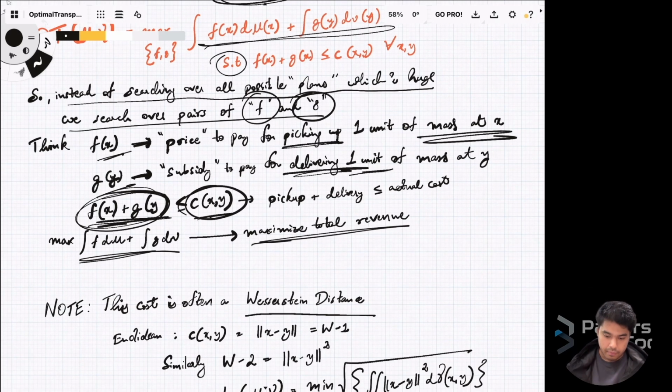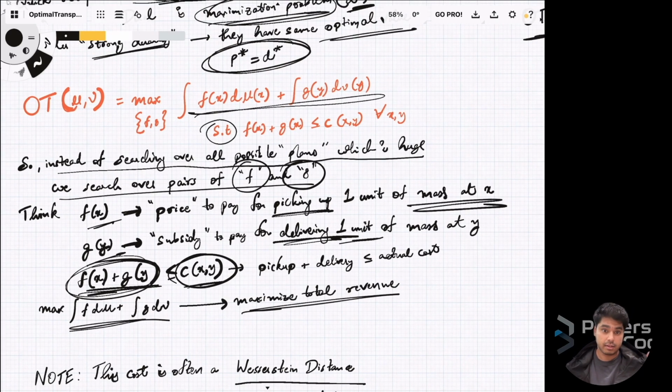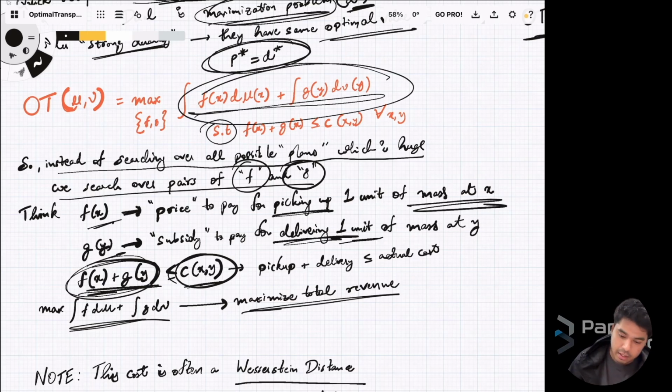Now, in primal, we are trying to minimize that. Here, we are trying to maximize the revenue. We are trying to reframe the problem in a way where we can maximize this. Because if you maximize this value, you are essentially still getting the minimum cost for transporting, right? Because that's what the constraint does here.